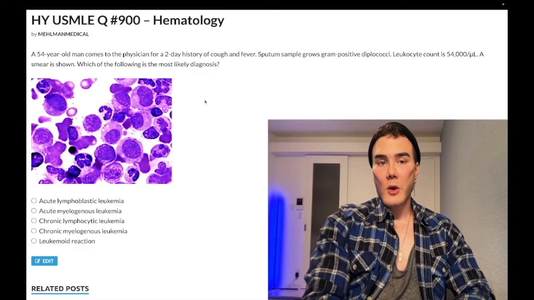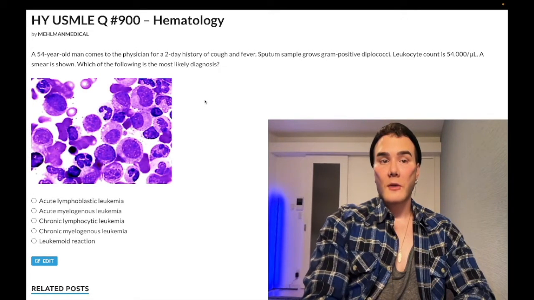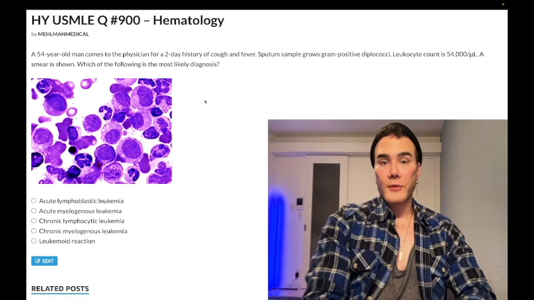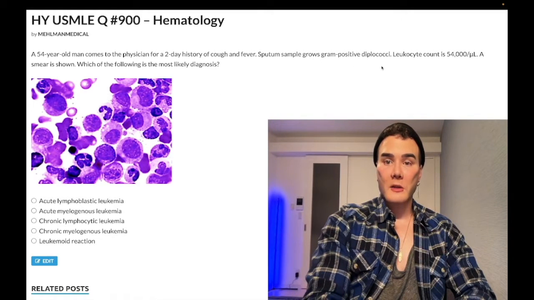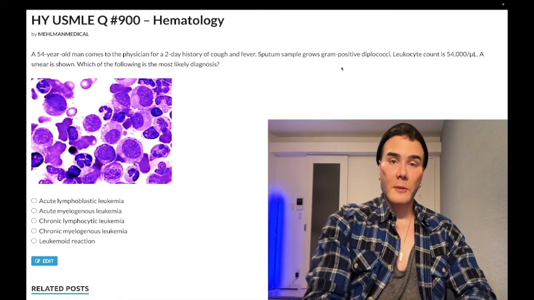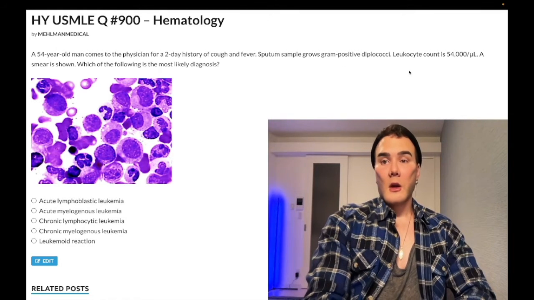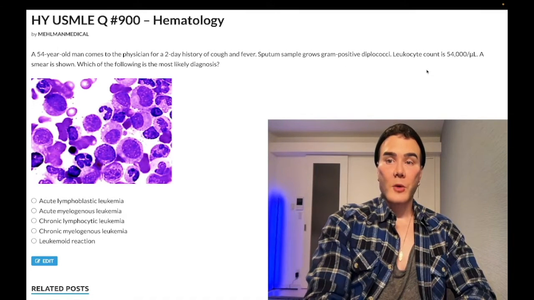How's it going, guys? Past level question for hematology, Step 1, internal medicine, 2CK. 54-year-old man, 2-day history of cough and fever. Sputum sample shows strep pneumo, gram-positive diplococci. Don't confuse with gram-negative diplococci, which is Neisseria meningitidis and gonorrhea. Leukocyte count is super elevated, 54,000, should be 4 to 11,000. We have a blood smear, I'll talk about this as we move through the clip.